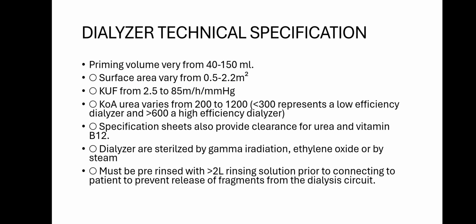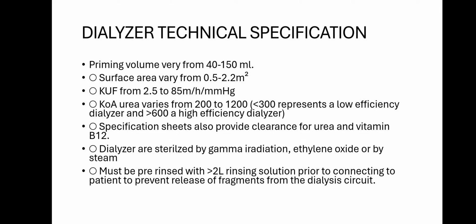Next is the dialyzer technical specification. The first one is priming volume. It varies from 40 to 150 ml. Priming is a very important part of hemodialysis, and the dialyzer removes all waste products and waste contents.